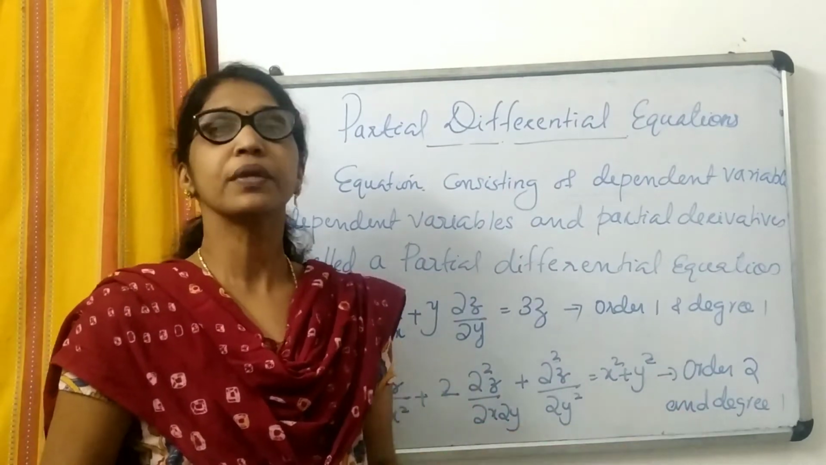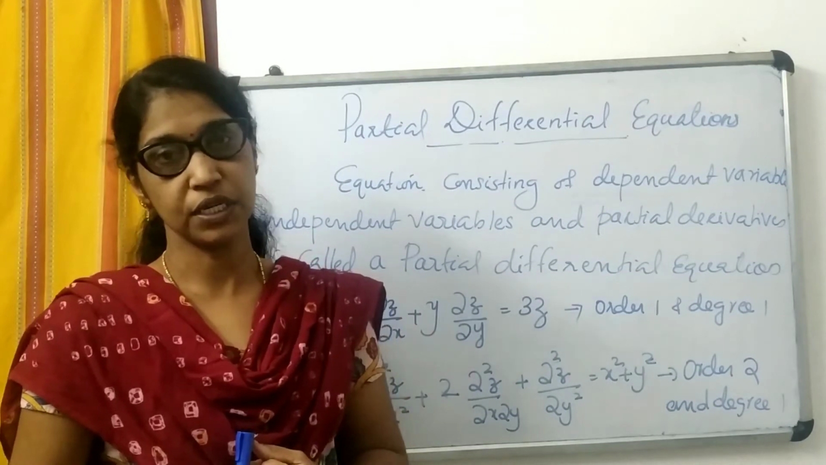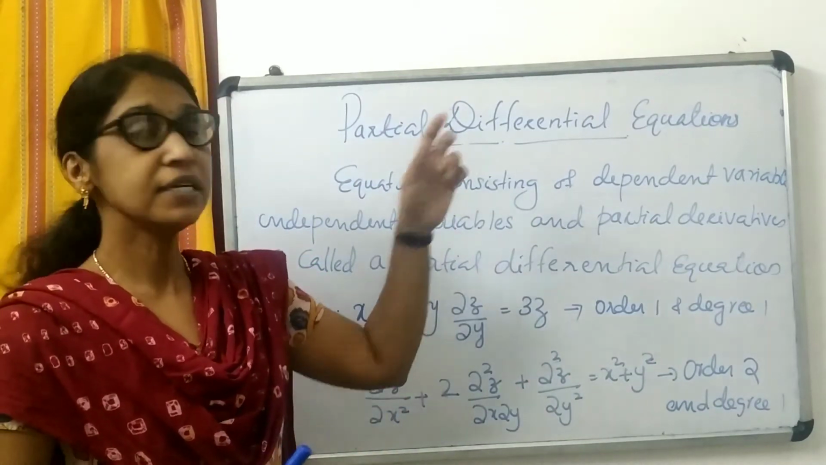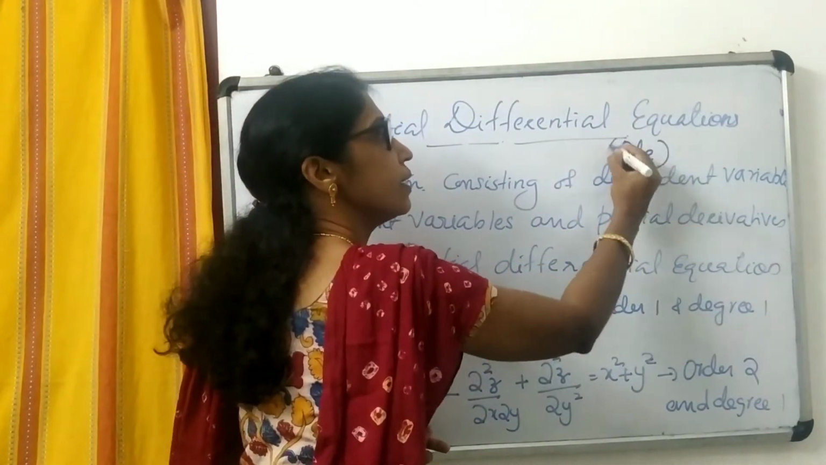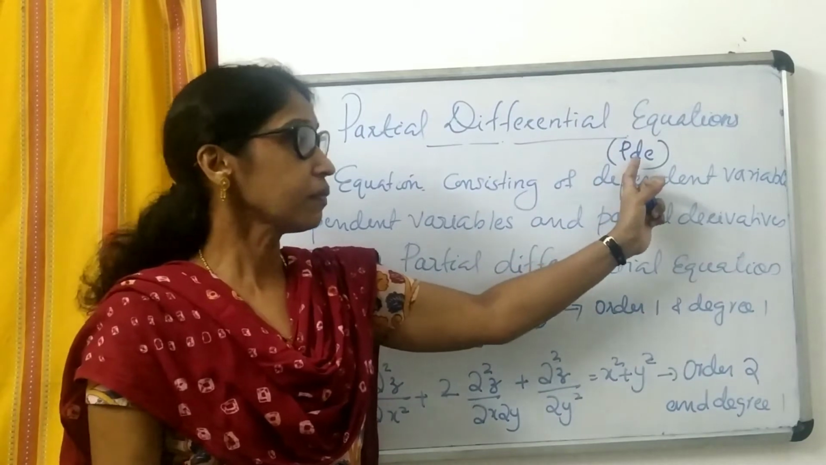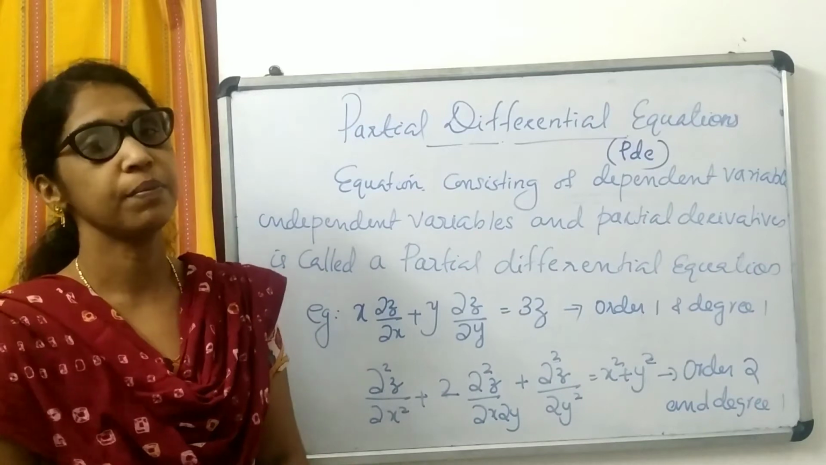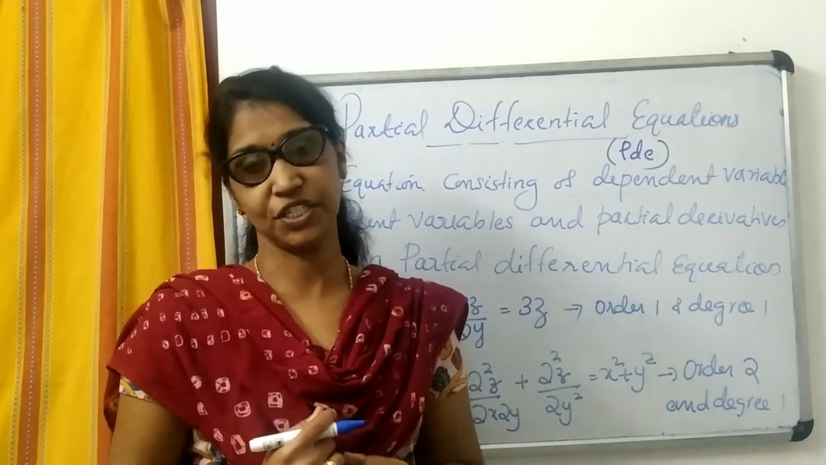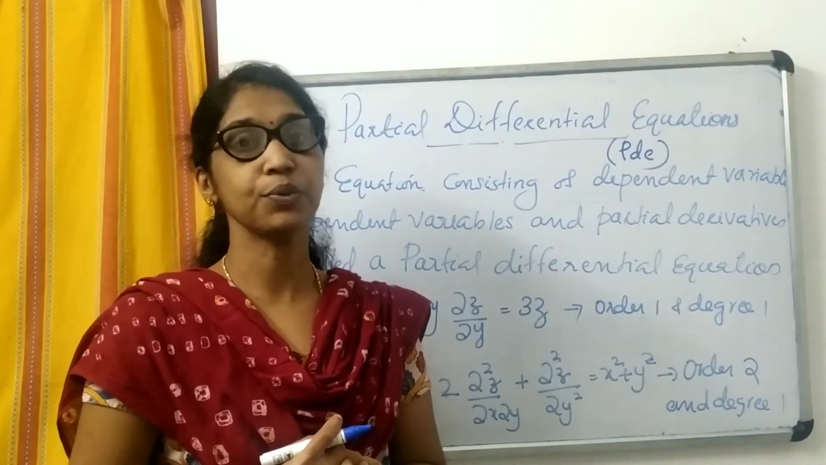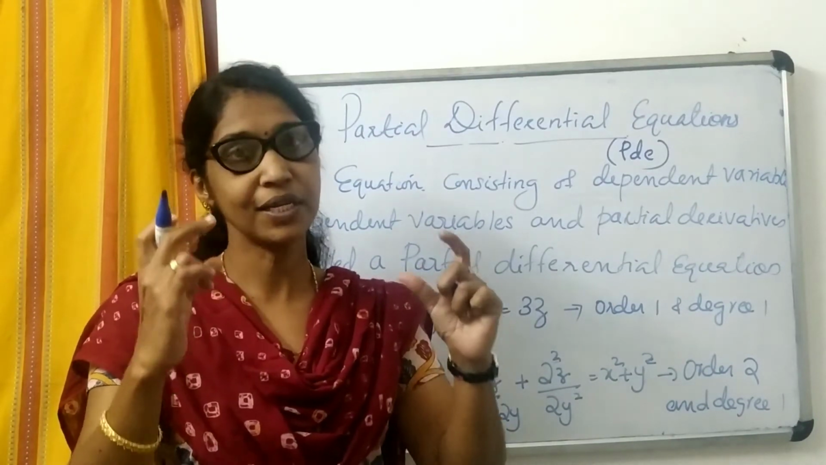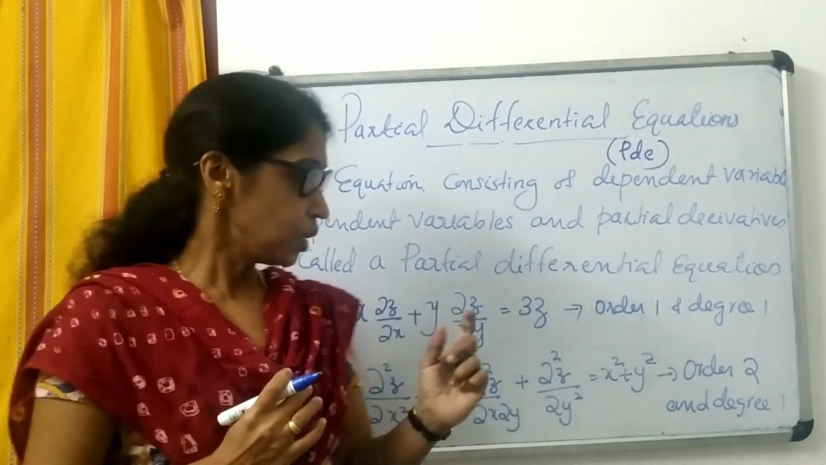Now, what is the order and degree of a partial differential equation? Before that, the abbreviation of partial differential equation is PDE. We can write a partial differential equation in short form as PDE. Next definition: what is the order of a partial differential equation? The order of a partial differential equation is the order of the highest derivative in that equation.